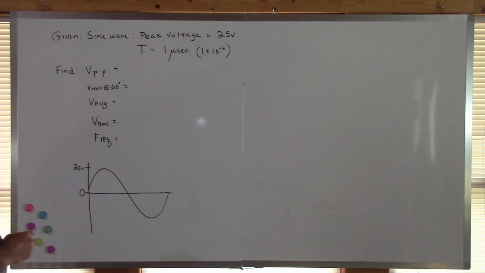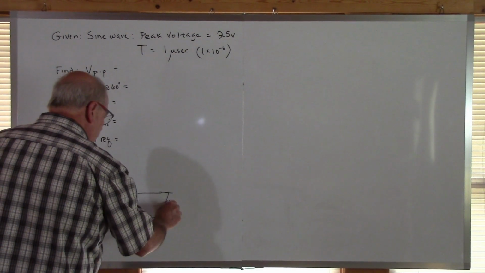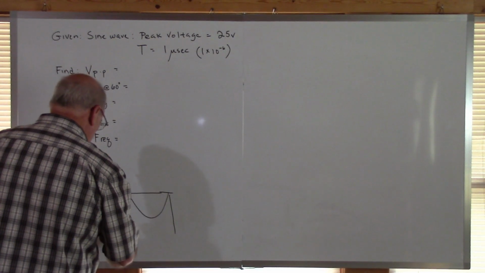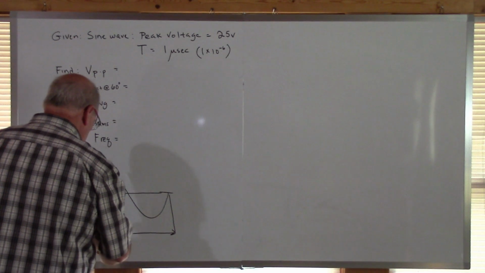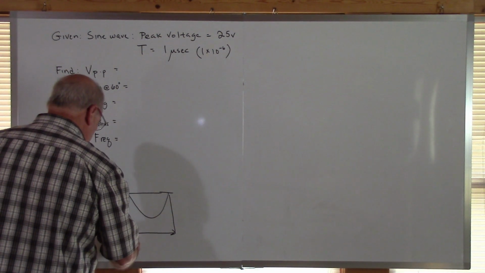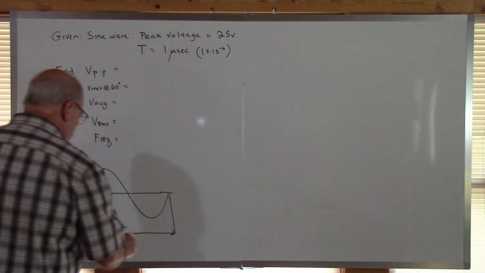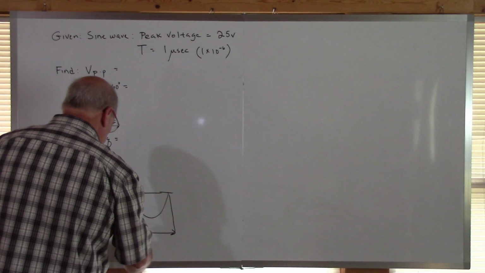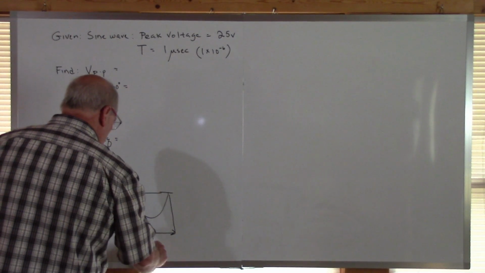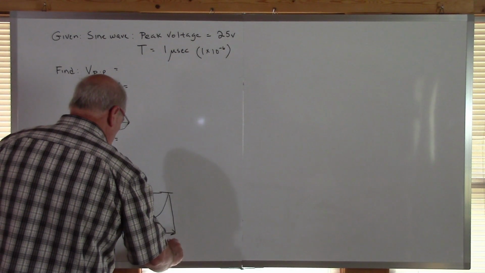What else can we label? I gave you the period, the time it takes for one complete cycle. So we can run the line down here, and this is the period, denoted by the letter T. We know that's 1 microsecond. I'll also put on here that it's 1 times 10 to the minus 6.